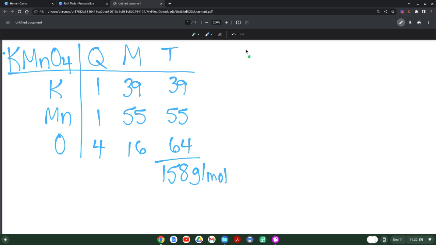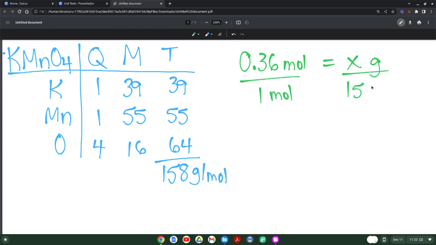I'm going to begin with the moles. 0.36 moles is equal to, I don't know how many grams, but I do know that 1 mole is equal to 158 grams. And I got that from the QMT chart. So here I'm going to cross multiply again on the x. I'm getting just 1, so it's x. 158 times 0.36. That comes out to 56.88 grams.